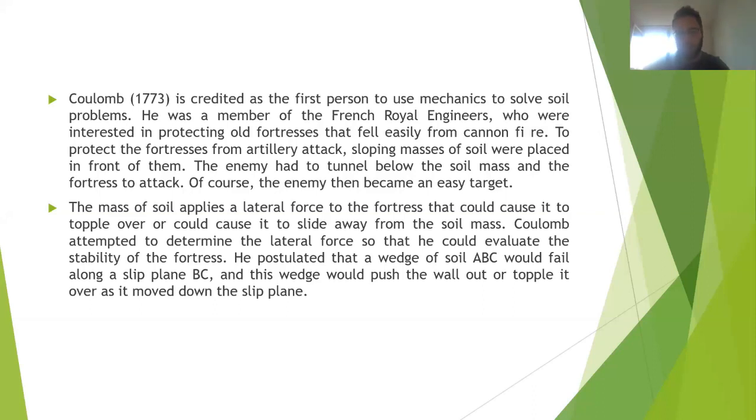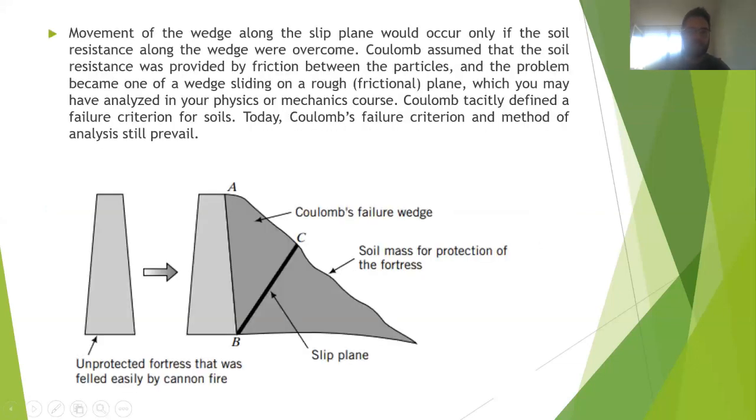So what Coulomb would find is he attempted to determine the lateral force so he could evaluate the stability of the fortress, and he made the wedge of the soil. The ABC wedge you will see on the next slide is going to be like a big scheme, and the wedge would fail along the slip plane, and this wedge would push the wall to topple or to move down the slip plane. So what's happening there is this.